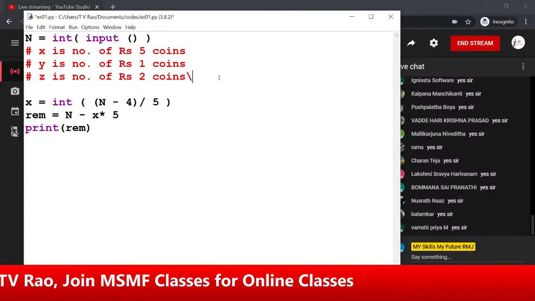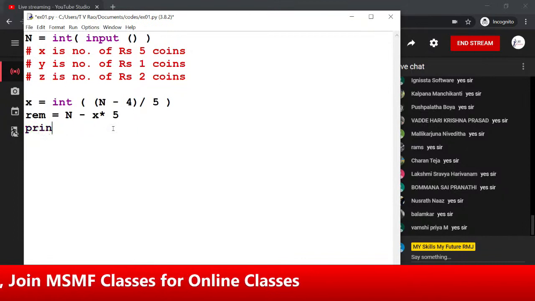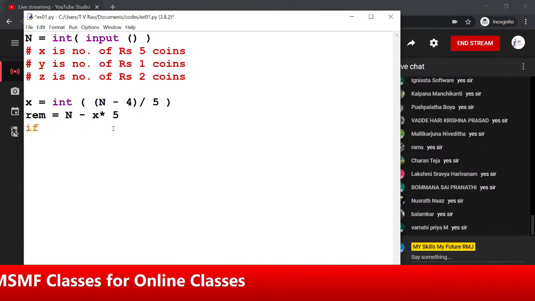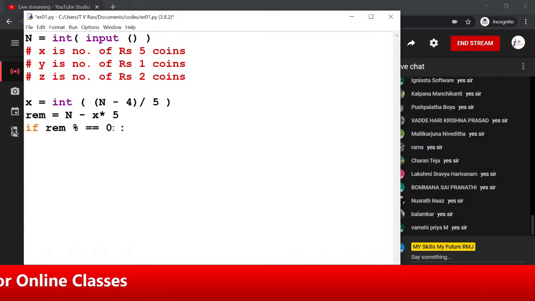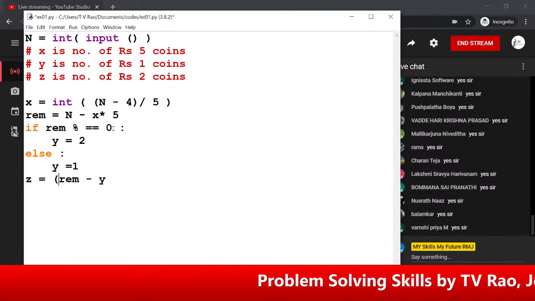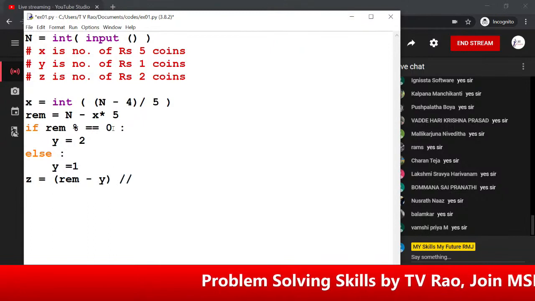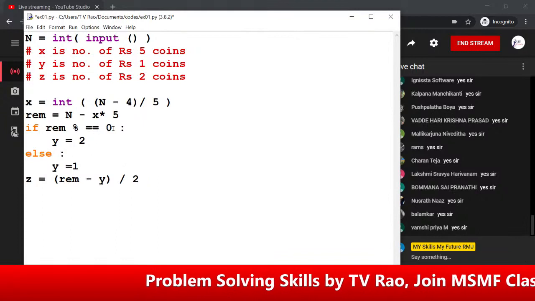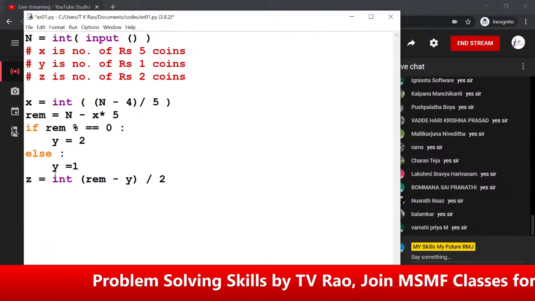Is this clear? Now if remaining is odd, if remaining is even, then 1 rupee coins are 2. Otherwise, 1 rupee coins are 1. Okay. Next. So I want number of coins of 2. This is remaining amount minus y. Y into 1 is y itself, okay, divided by 2. Okay, I want to take integer division of it so that 0.0 will not come.